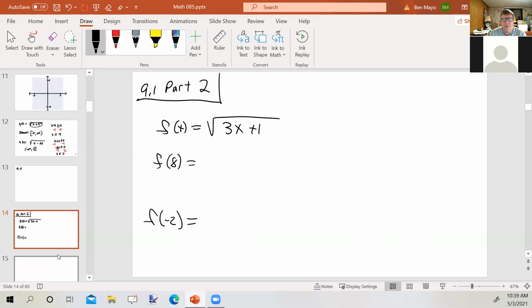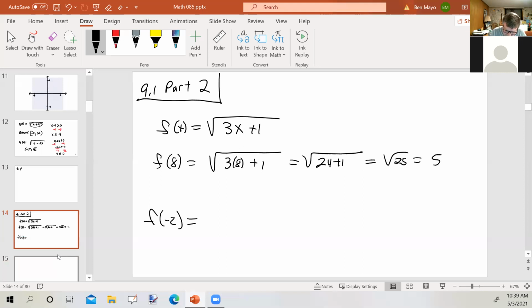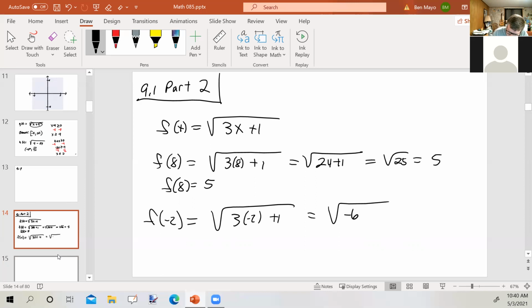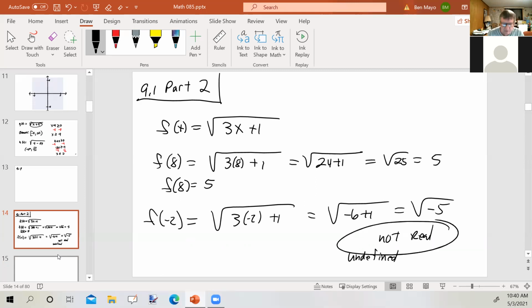Okay, f of 8. So we're going to get the square root of 3 times 8 plus 1, which is the square root of 24 plus 1, which is the square root of 25, which is 5. So f of 8 equals 5. F of negative 2 would be the square root of 3 times negative 2 plus 1, which is the square root of negative 6 plus 1, which is the square root of negative 5, which is not real. Now, the book is saying it's undefined, and I don't know that I agree with that. To me, undefined is when you're dividing by 0. We're not doing that, but it's certainly not a real answer.